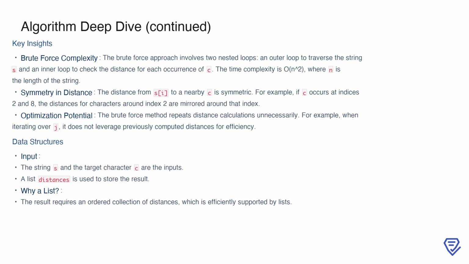For data structures, we rely on the input string S and the target character C. The resulting distances are stored in a list because it allows easy indexing and maintains the required order of results. The use of a list ensures that we can directly append values as we compute them.